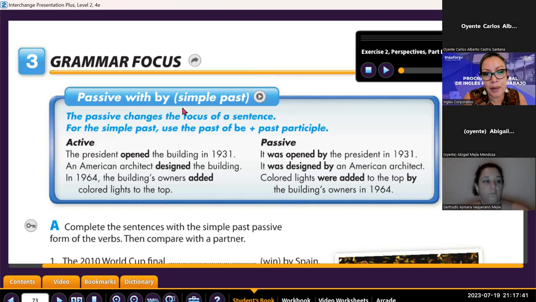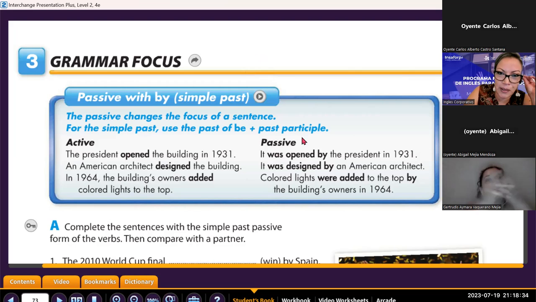Active. The president opened the building in 1931. Passive. It was opened by the president in 1931. Y el it, podríamos poner the building was opened. Aquí se dice it porque ya sabemos que se está refiriendo al edificio. So that's it. An American architect designed the building. For passive, it was designed by an American architect. So yes, vamos a estar practicando la passive voice con el pasado simple. So remember, vamos a estar usando estas estructuras que vemos aquí y el by para introducir quién fue el autor, así como lo hicimos anteriormente. Les voy a poner el audio del Grammar Focus para que escuchen por pronunciación.